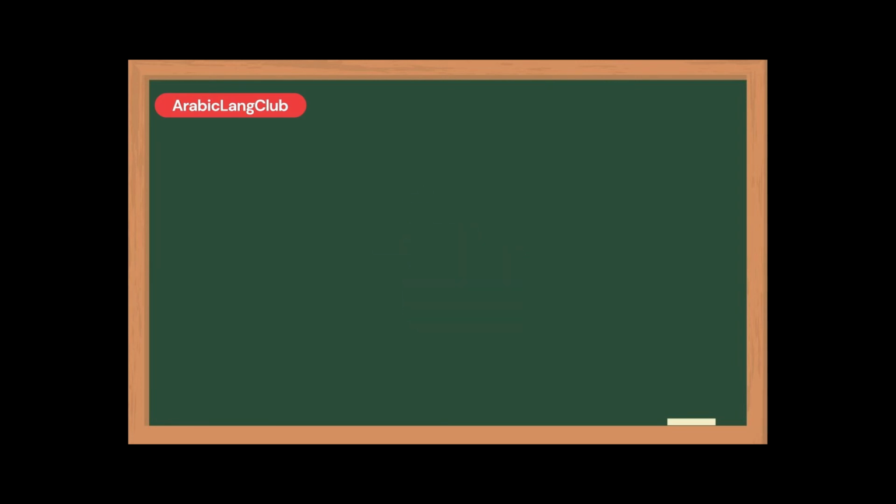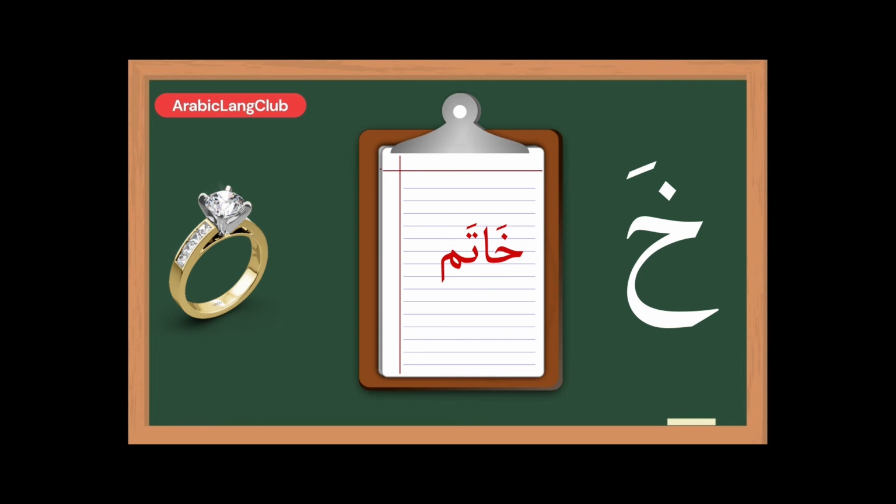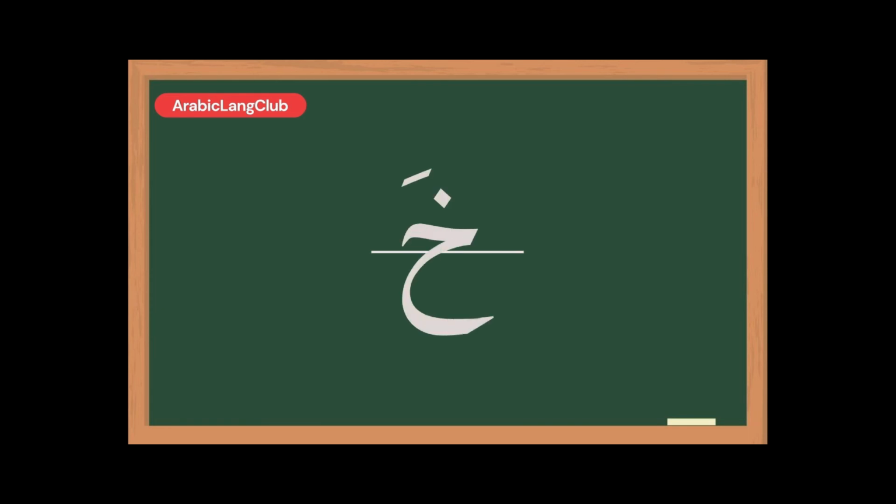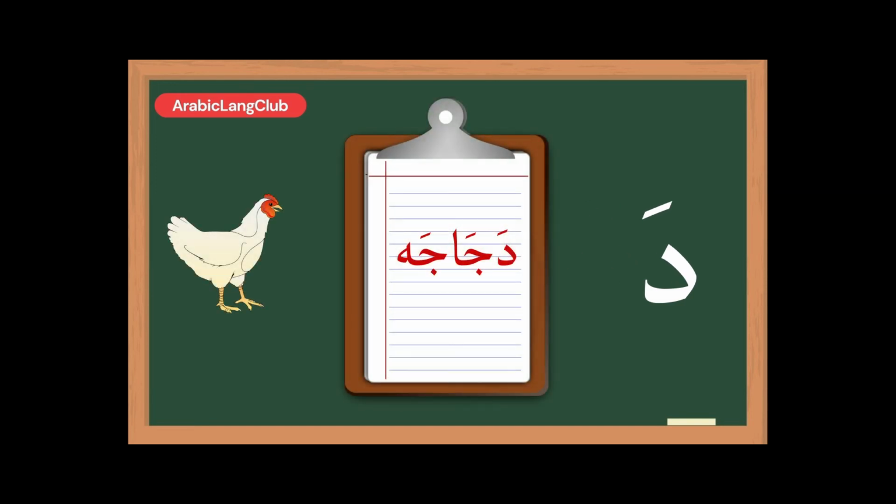And then we have letter Kha. Like in the word khatam. Khatam. The sound again doesn't exist in English. It's like someone is cleaning his throat. Kha. And to write it down just like letter J and letter Ha. Make a line, pull down around, put a dot at the top, and then we're moving on to the next letter.